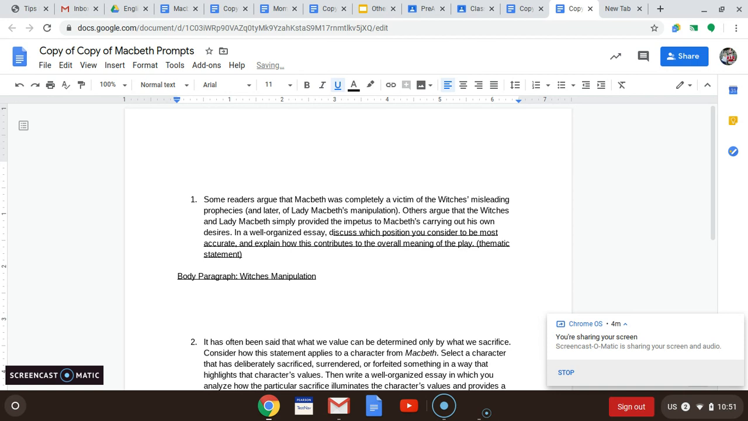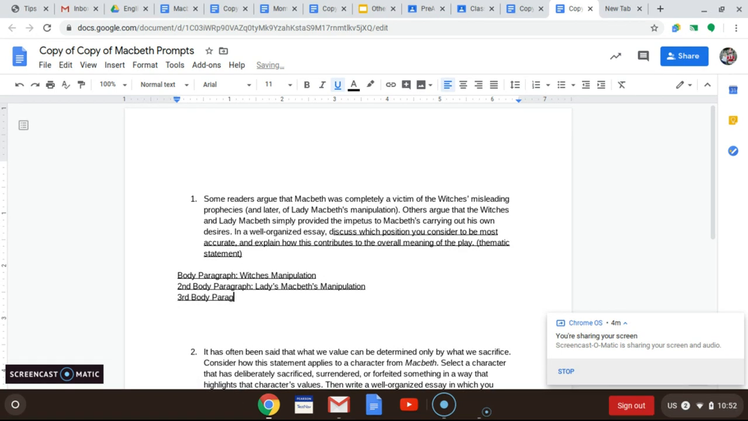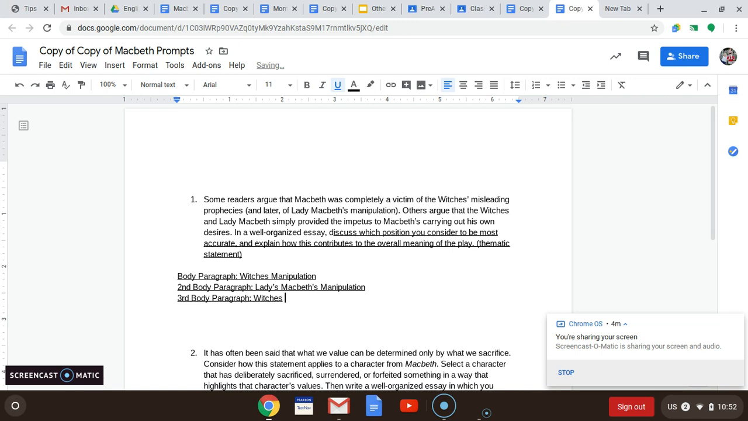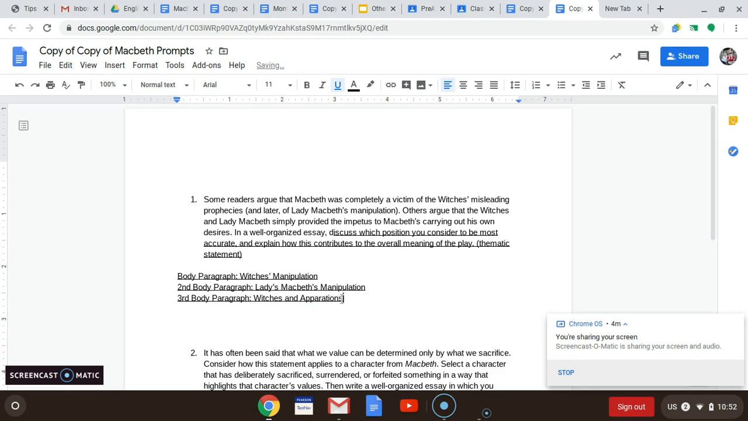My second body paragraph could transition into Lady Macbeth's manipulation. My third body paragraph could transition back into the witches and the apparitions' manipulation. Okay, so that could be how I support or how I make my argument.